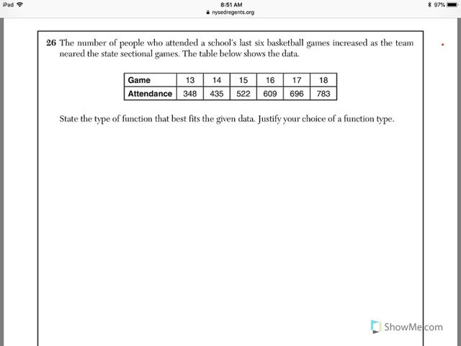26 says that the number of people who attended a school's last 6 basketball games increased as the team neared the state sectional games. The table below will show the data, and we need to state the type of function that best fits the given data and justify our choice of the function type. As far as options goes, typically the two types of functions that we have to deal with are either linear, which is a straight line, or exponential, which is a curve.